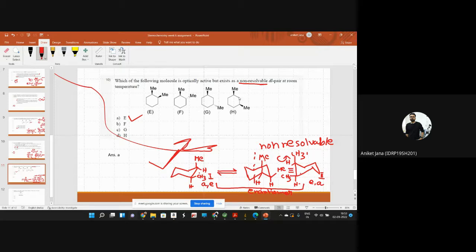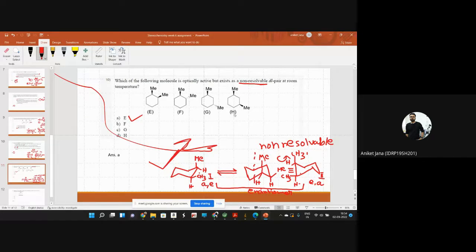Like here in this case, the sigma plane is there, so we cannot give them a rotation. They are optically inactive. We have to check that. Not necessarily in each and every case will they be a non-resolvable DL pair. So how is it not resolvable in the option G structure?